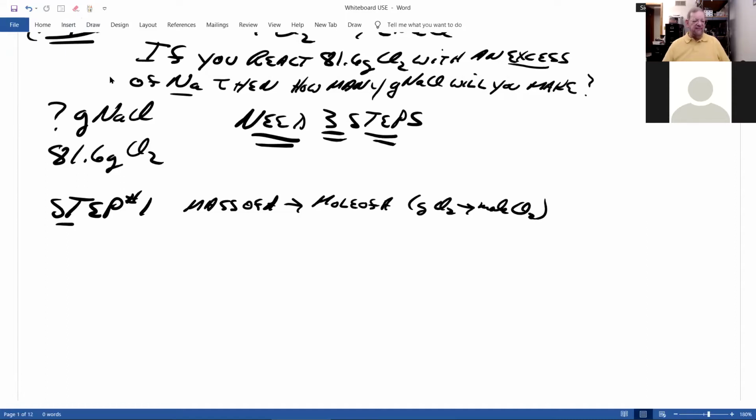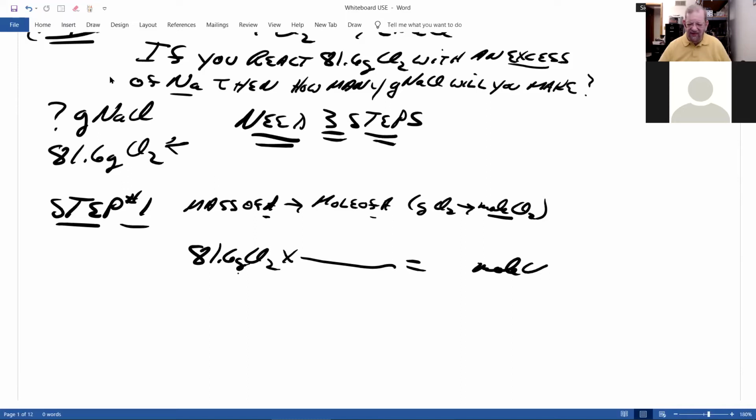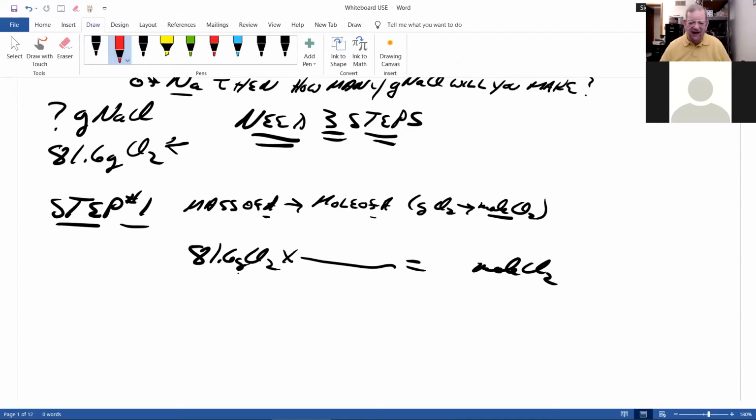So the first step from the important information says mass of A to moles of A. What does that mean? Whatever you're given in grams, in this case chlorine, we want to convert to moles of chlorine. So we'll use our good friend, unit analysis. I have grams of chlorine, and I want to get to moles of chlorine.